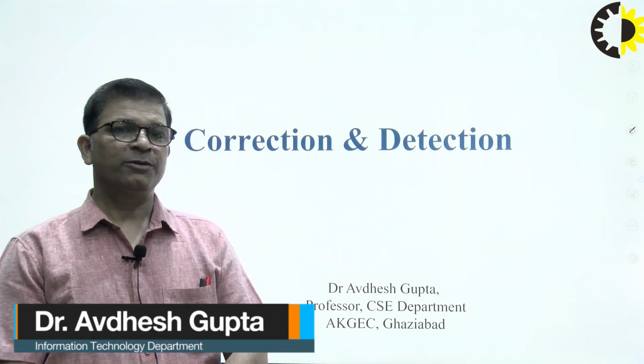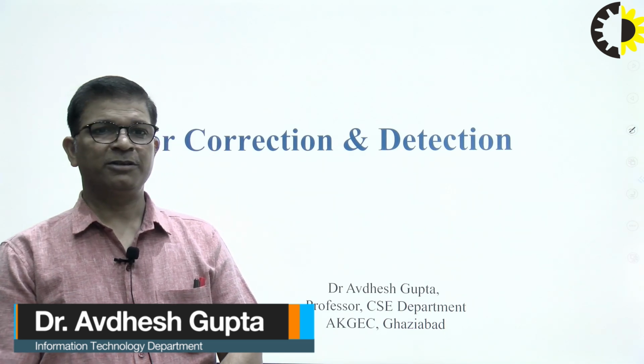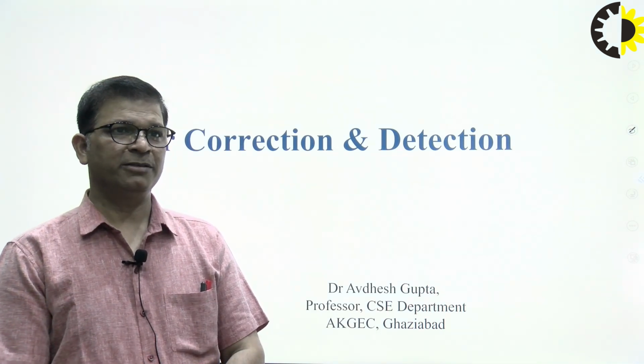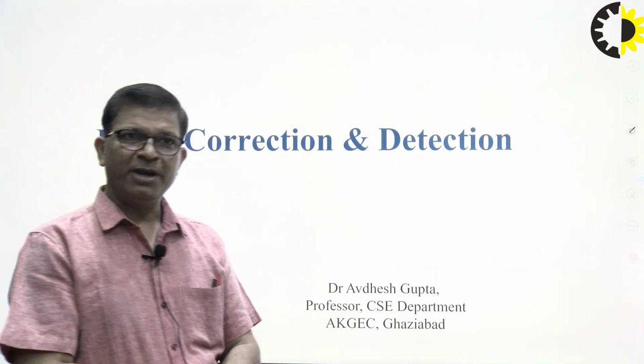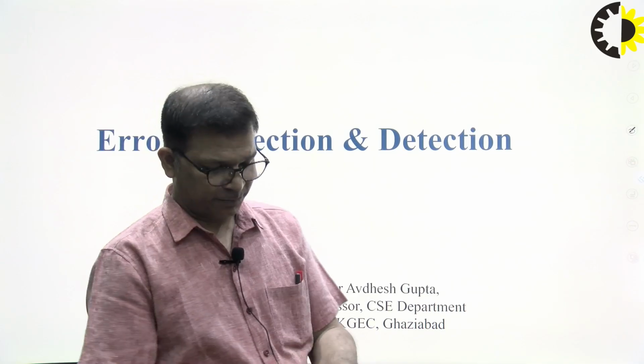So this is a lecture related to computer networks, BTech, CSE and allied branches for 6th semester. The code is BCS 603. So the topic is error correction and detection.